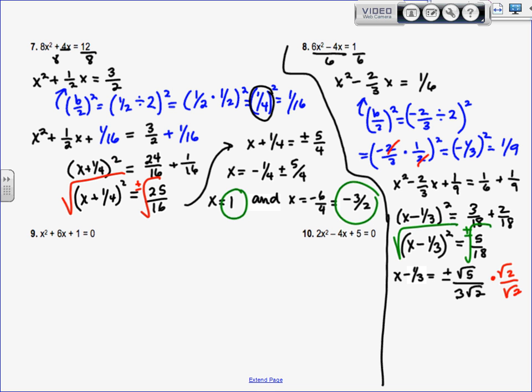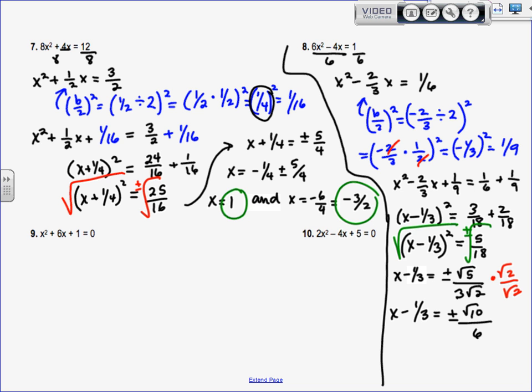So I get x minus 1/3 equals plus or minus, I'm going to have the square root of 10 on top now. And then I have 3 times radical 2, radical 2. So radical 2 times radical 2 is going to be square root of 4, which gives me 2. So I have 3 times 2, which is 6. It's a lot of computing.